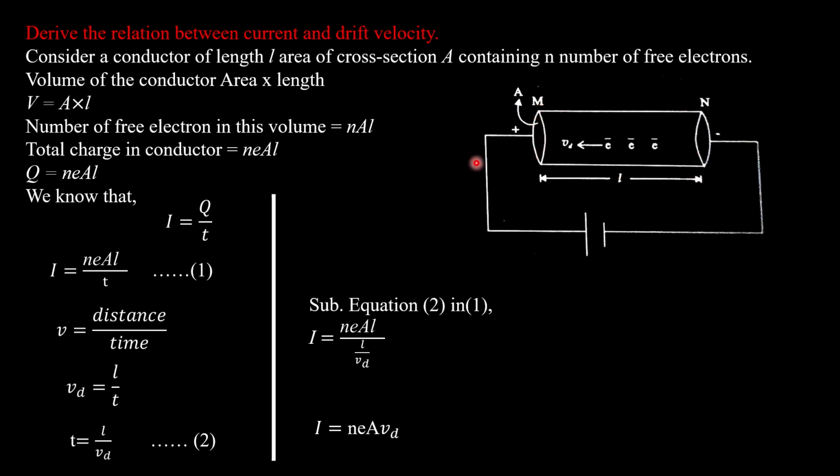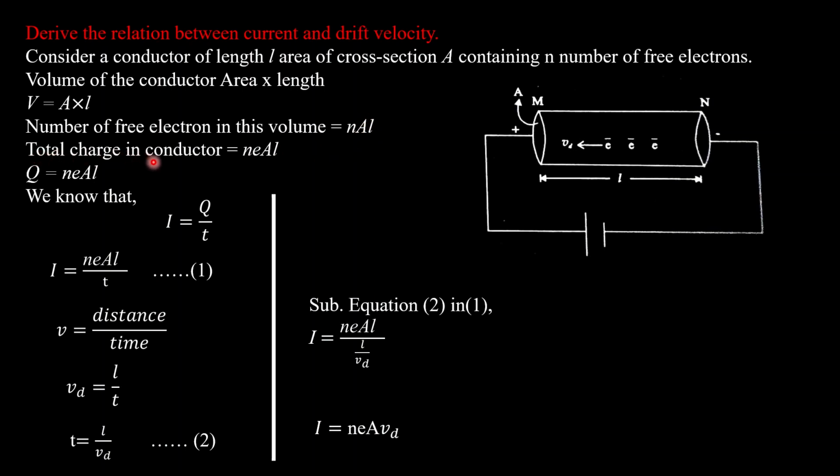Then I need to know the number of free electrons present in this volume. How many electrons are present in this entire conductor? I know how many electrons are there per unit volume, so multiplied by this volume, that means simply n into the volume. That is n into A multiplied by length. This AL is nothing but volume. Just remember n into the volume.